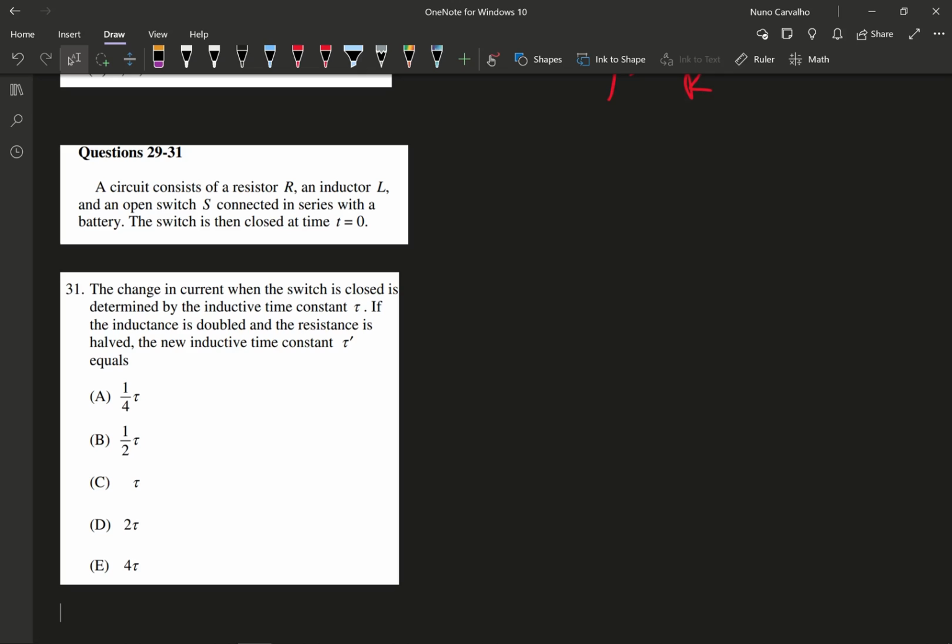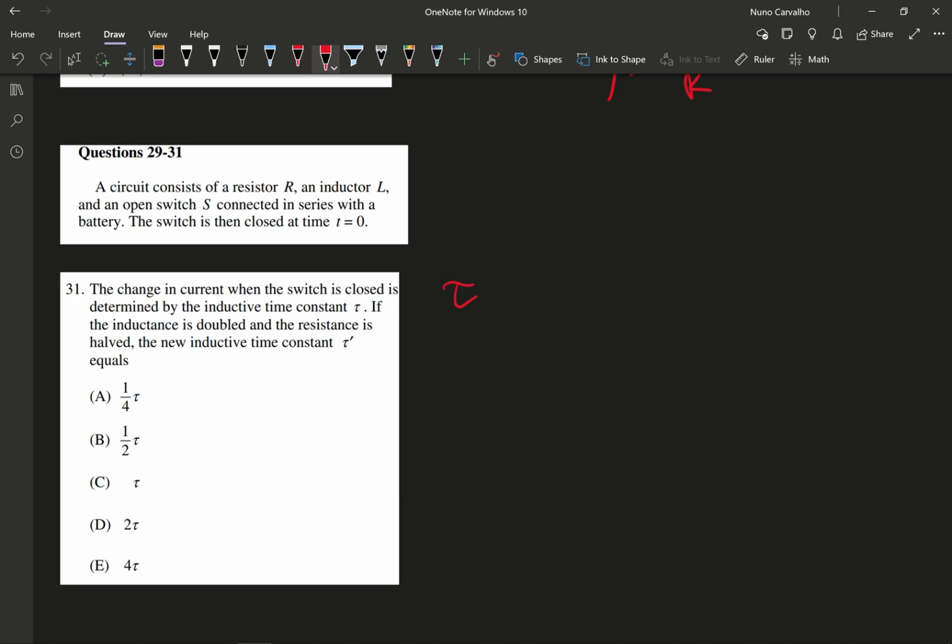Number 31 is still dealing with the same circuit from before, but now we're told that a change in the current when the switch is closed is determined by the inductive time constant tau. If the inductance is doubled and the resistance is halved, the new inductive time constant equals, well, unfortunately, this is just something that you kind of have to memorize unless you're willing to do a long derivation in your multiple choice section, which I don't recommend doing.